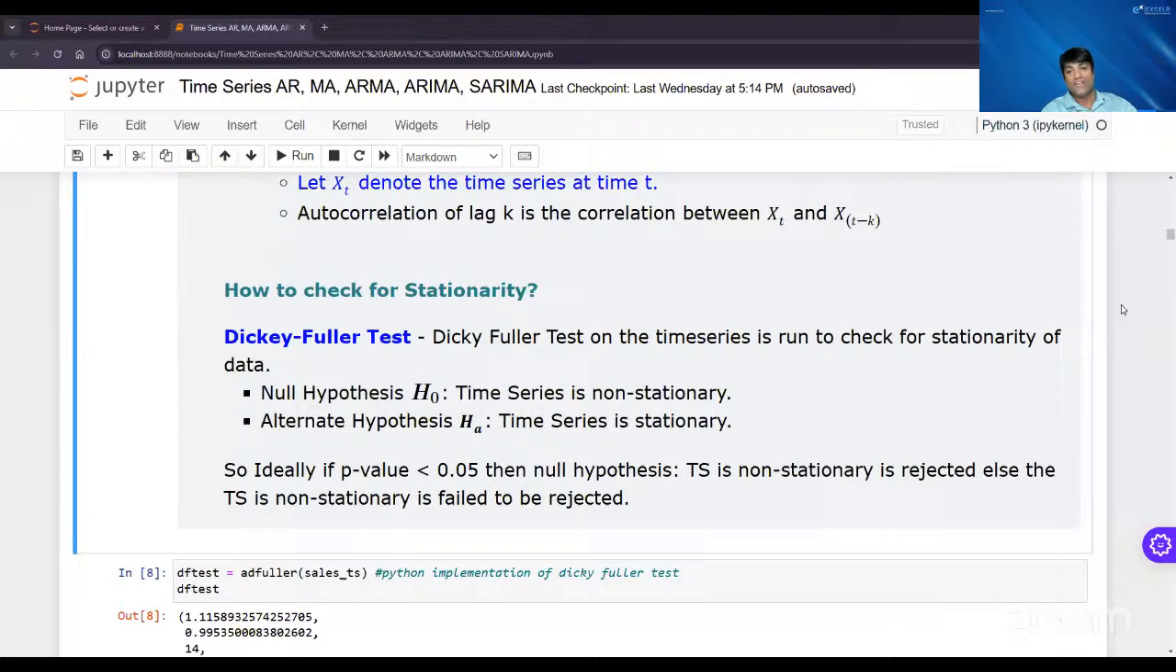Okay, right. So let us not talk that much about that. We actually build a hypothesis, as you can see here: H0, we are taking the time series as not stationary, and the alternative is where we take the time series as stationary.